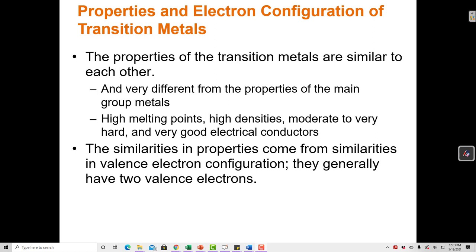electron configurations. Remember, the transition metals are a big group. We'll look at the periodic table in just a minute here. But they all generally only have two valence electrons. All of the different transition metals have two electrons. That's why we can put them in the same group as each other and say that they're different than the other metals.